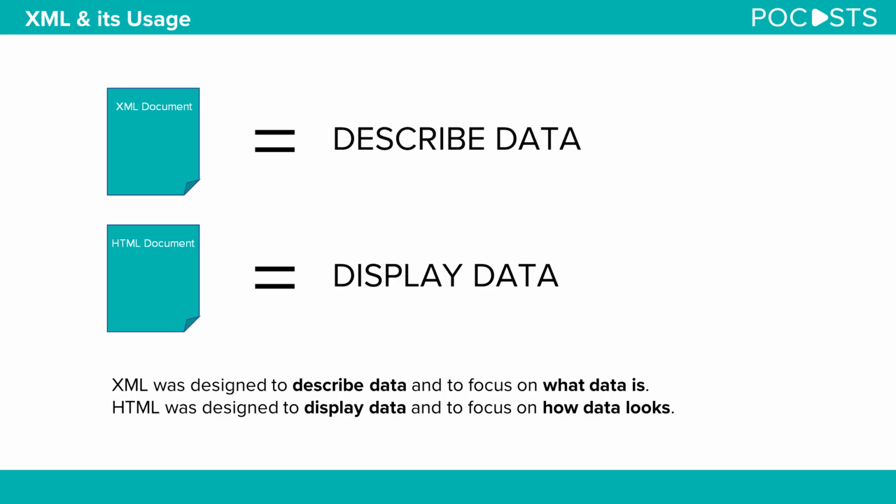Well, it's very simple. XML was designed to describe the data, and it focuses on what data is, whereas HTML was designed to display the data and focuses on how data looks. So remember this simple definition whenever you want to differentiate between XML and HTML. XML is used to describe the data, wherein HTML is used to display the data. As I told previously, web pages are developed using HTML, which are displayed on the browser, but XML is used in the backend to read the data and process it. So let me summarize what we learned till here.